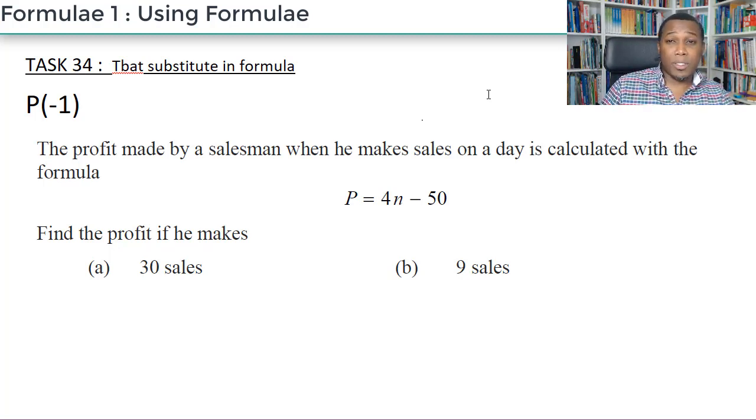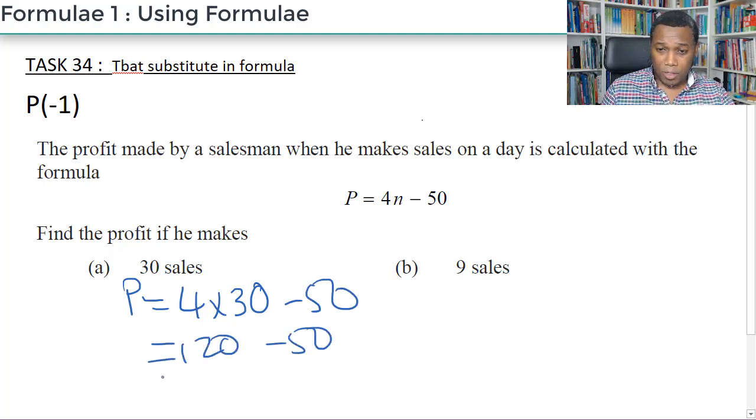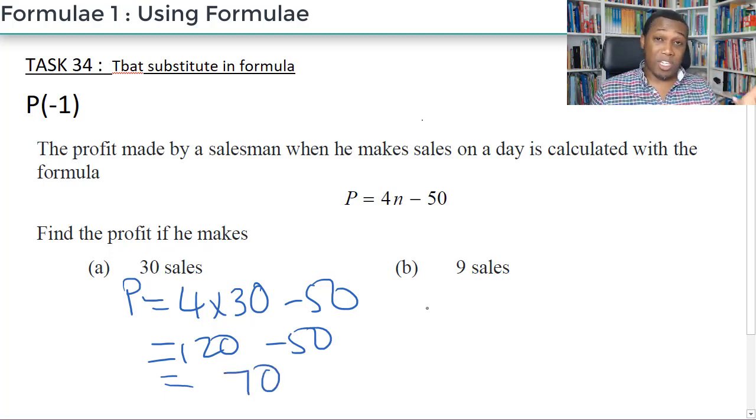We have a salesperson, substitution, and let's just run through this. So you've had your moment to have a go. I'm going to go through it really quickly. 4n means 4 multiplied by n. So if it's 30 sales, what do I have? P is equal to, and P is the profit. That's what we're reading, is 4 multiplied by 30, take away 50. 4 multiplied by 30 is 120. 120 take away 50, so the profit is going to be 70 pounds or $70.